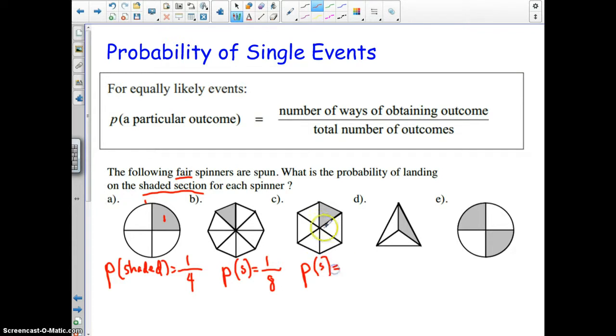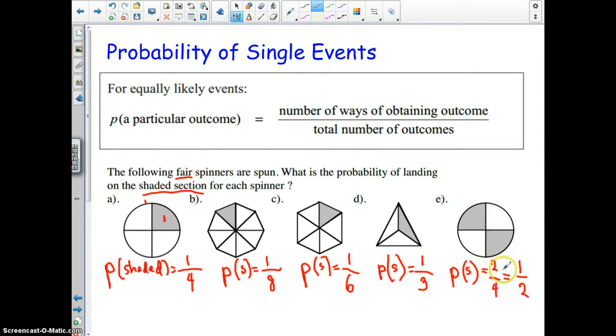For part C, the probability that is shaded here, that the spinner will land on the shaded part, is 1 out of, if you count all of that, is 6. Now part D is very similar again. Probability that the spinner will land on the shaded part here is just 1 out of 3. And for the last one, the probability that a spinner which will land on the shaded one is 2 out of 4, because there are 2 shaded parts out of the 4 sectors. And then if you try to simplify this, that will be 1/2.